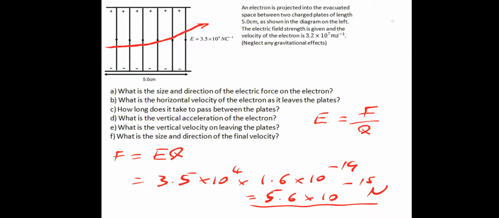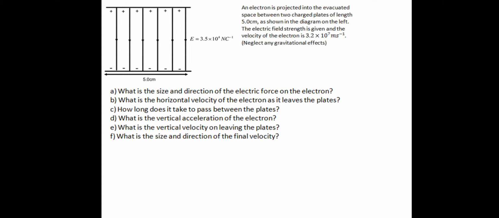So let's have a look at the next bit. So that's part A. So part B. What is the horizontal velocity of the electron as it leaves the plates? Well, this is pretty straightforward. The initial horizontal velocity is 3.2 times 10 to the 7. And there is nothing slowing or speeding this electron up in the horizontal direction. It's all vertical. So the answer to B is quite simply the same. It won't have changed.